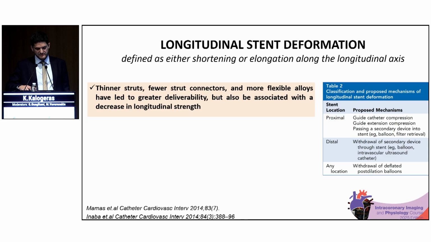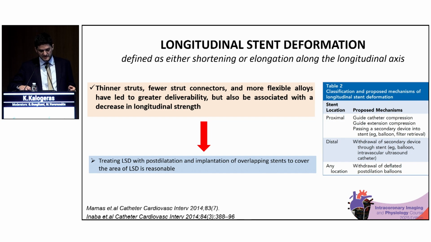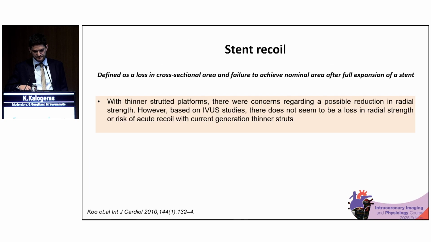Nowadays we have thinner struts with fewer strut connectors and more flexible stents. This is good for deliverability. However, this seems to be associated with decreased longitudinal strength of the stents. And what can we do? We can treat it with post-dilatation and implantation of an overlapping stent to cover this area of deformation.